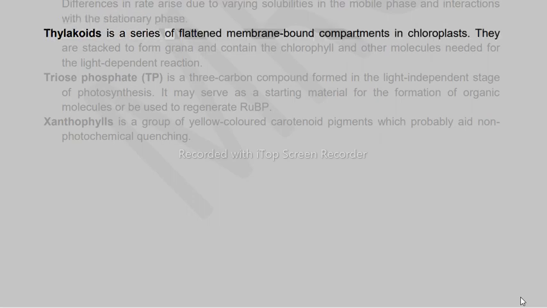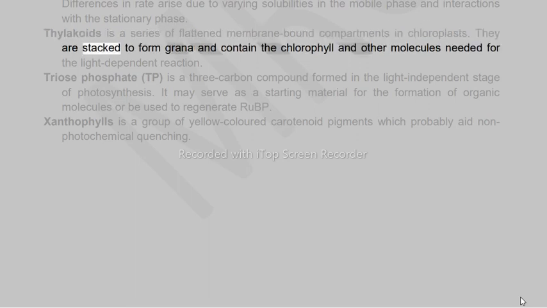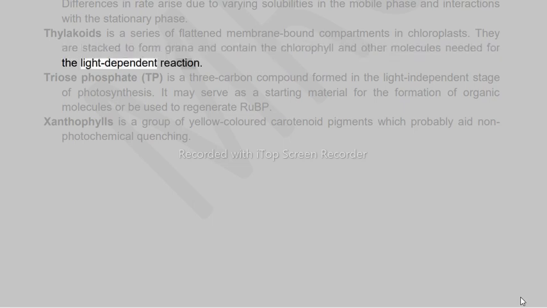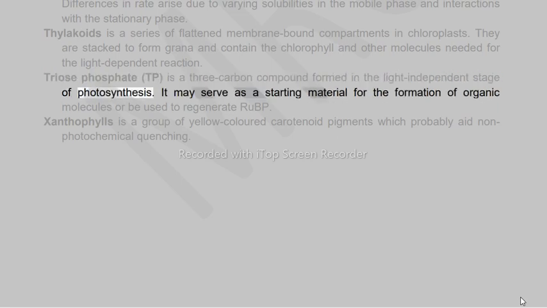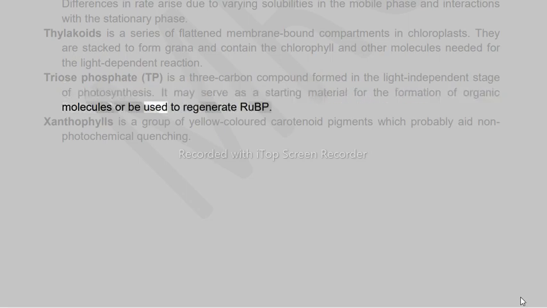Thylakoids are a series of flattened membrane-bound compartments in chloroplasts. They are stacked to form grana and contain the chlorophyll and other molecules needed for the light-dependent reaction. Triose phosphate, TP, is a three-carbon compound formed in the light-independent stage of photosynthesis. It may serve as material for the formation of organic molecules or be used to generate RuBP.